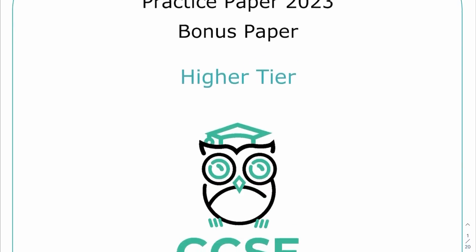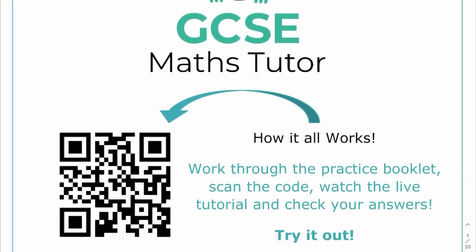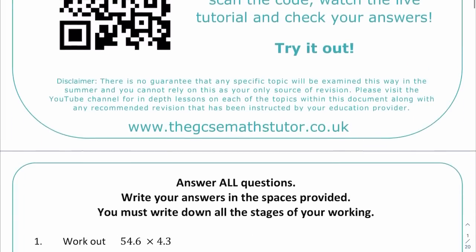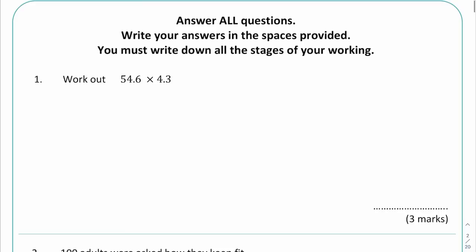So obviously we're looking at the higher tier paper, and like always you can scan the QR code here at any point to come back to the video if you have the booklet printed off and in front of you. So question 1 here, we are multiplying decimals.